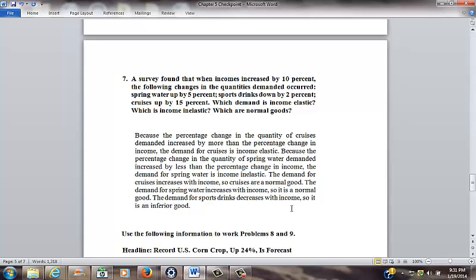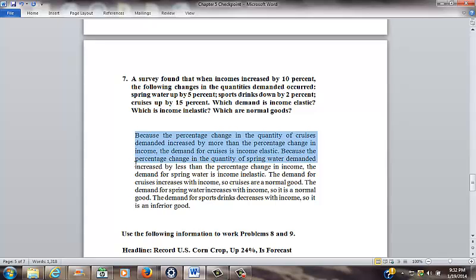Question 7. A survey found that when incomes increased by 10%, the following changes in the quantities demanded occurred. Spring water up by 5%, sports drinks down by 2%, cruises up by 15%. Which demand is income elastic, inelastic, and which are normal goods?